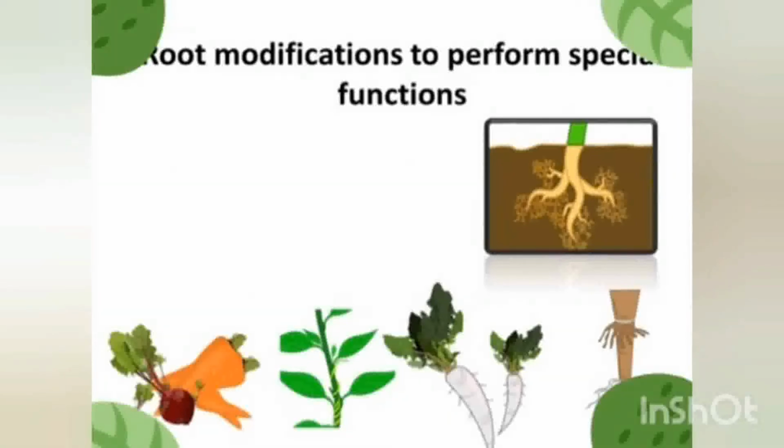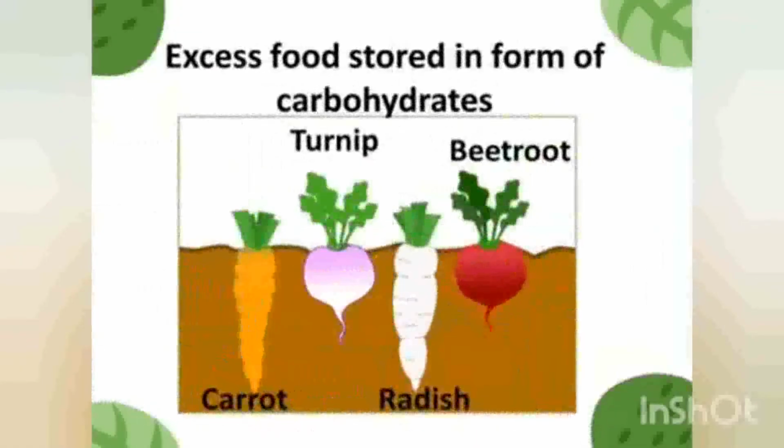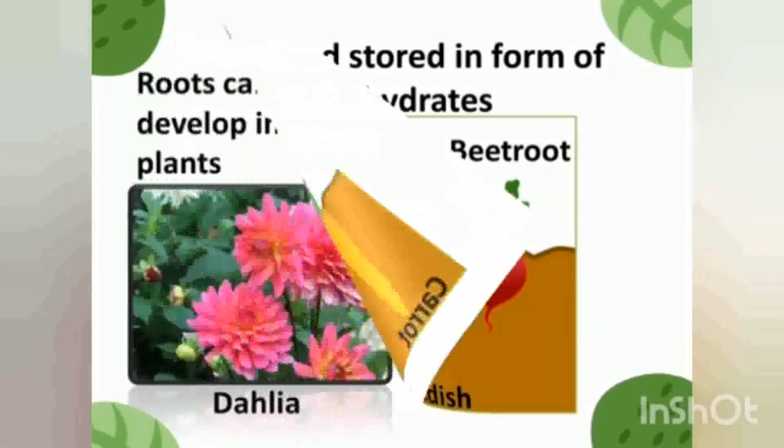Let us see what are these one by one. In few plants, the extra food is stored in the taproot for the future, like the carrot, beetroot, radish, turnip, etc. The food is stored in the form of carbohydrate like sugar, starch, etc. We also eat these roots as vegetable because they are a good source of carbohydrate.